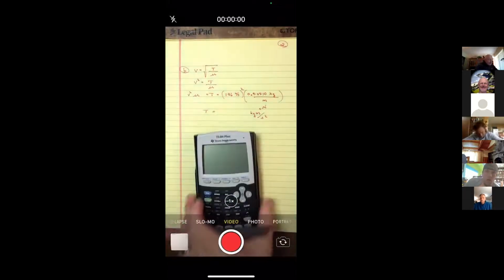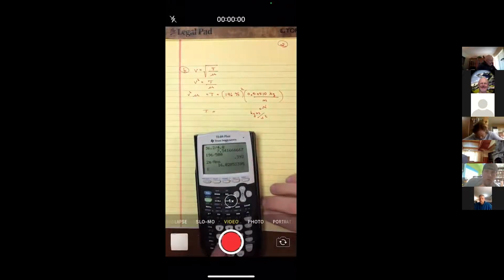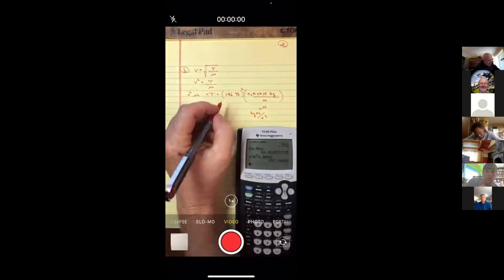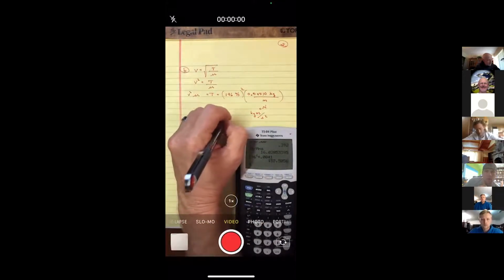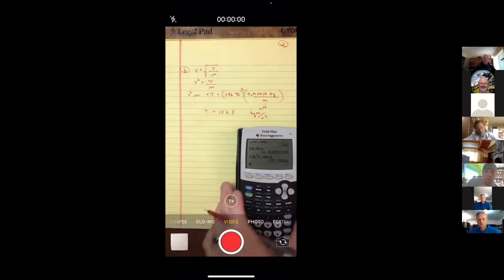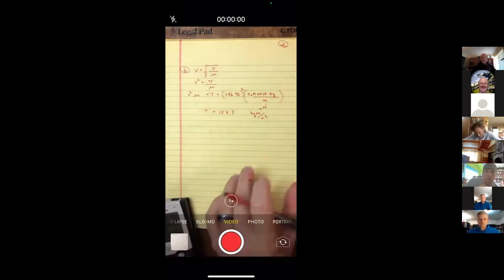All right, so now I can grab my calculator and go 196 squared and multiply by 0.0041 and get 157.5 newtons.